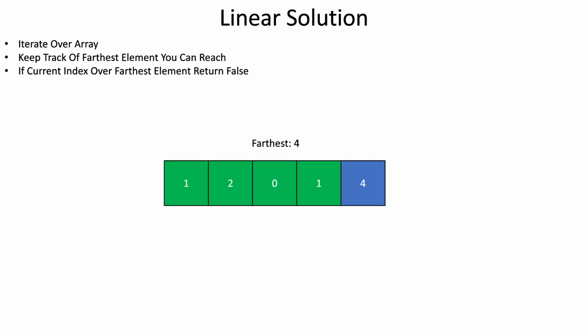Now we reach 1, and the farthest we can reach is our current index, 3, plus 1, which is 4. And finally, we reach 4, and we're at the end, but we still update the farthest variable to 8. Note how at any point in the array, our index did not pass the farthest variable.